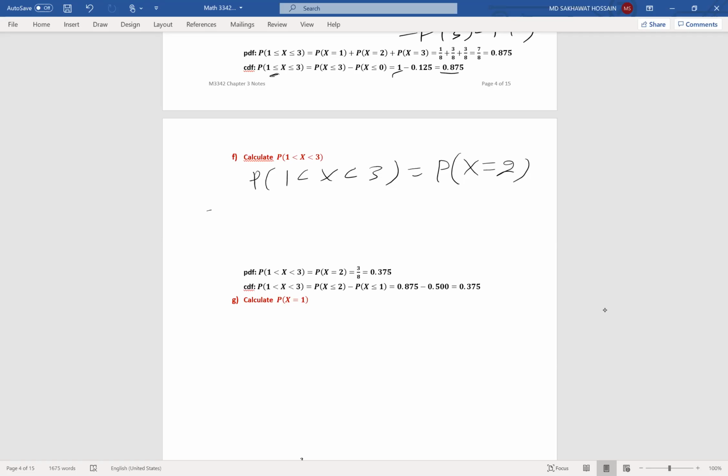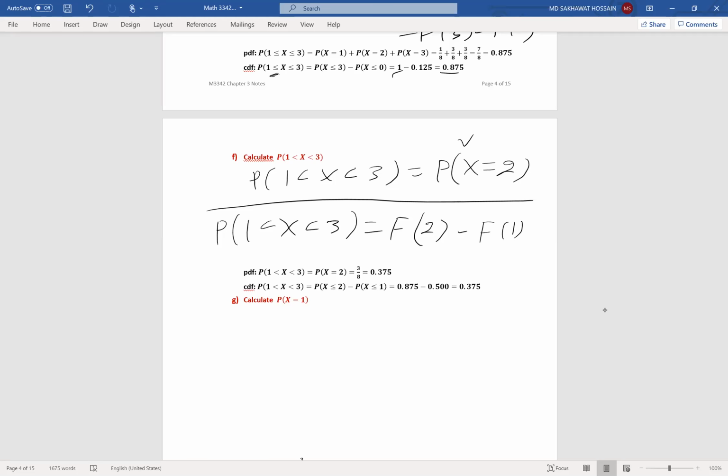In this case, you can also use the CDF function. To use the CDF function, you can write this as F of 3 minus, that means you can write F of 2 minus F of 1. Actually, it is better if you directly use the PMF function instead of the CDF function, because if you use the CDF function, you might get confused here. So it's better to use the PMF function in this case. Okay. So the probability here is 0.375.